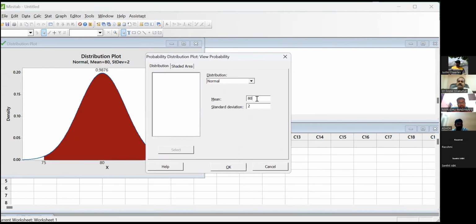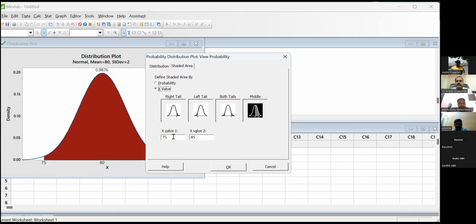Same conditions. The only thing is, I want you to find out the probability for a student to score above 82 marks. Choose the appropriate curve: right tail, left tail, both tails or middle. Why middle? I told you, probability above 82 marks, so it will be right tail. Choose the right tail. And now what is the mark? 82.